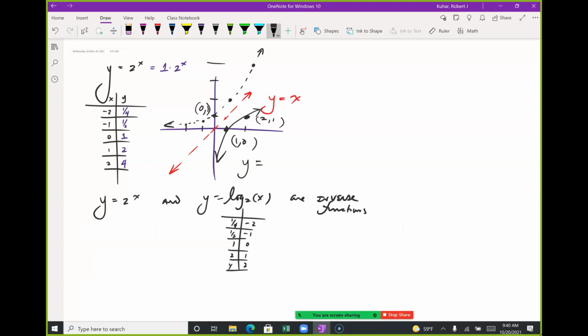There's y equals log base 2 of x. Notice that the horizontal asymptote of my 2 to the x became the vertical asymptote of the log function.